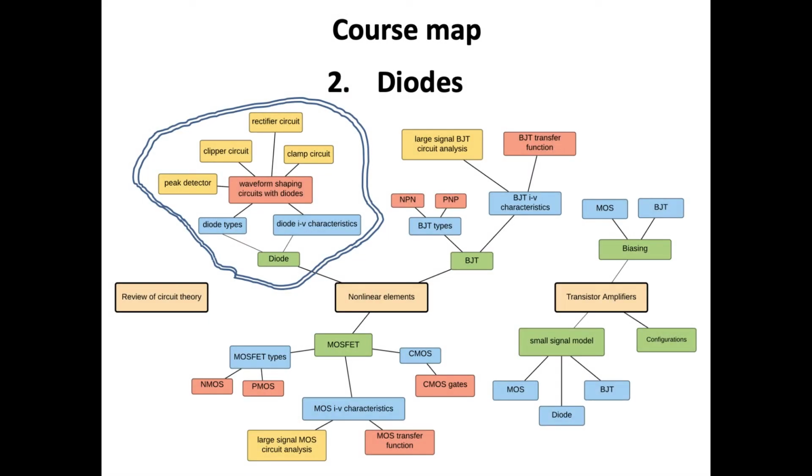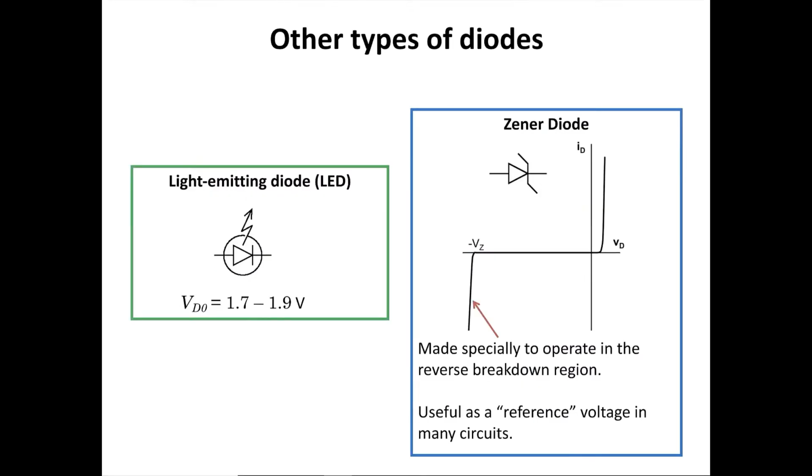Hello everyone, we're at the topic of diodes, and today we're going to look at two other types of diodes that have specific applications. The diodes that we're going to study today are light emitting diodes or LEDs and the Zener diodes. Light emitting diode or LED is a type of diode that emits light when it is forward biased.